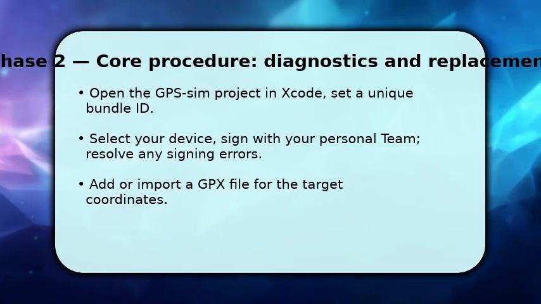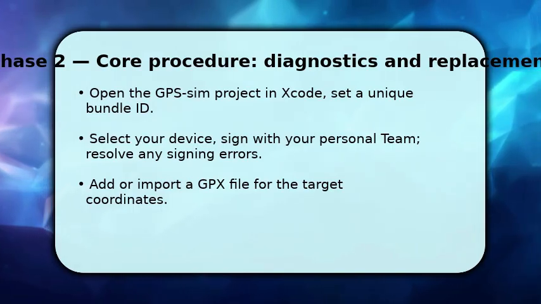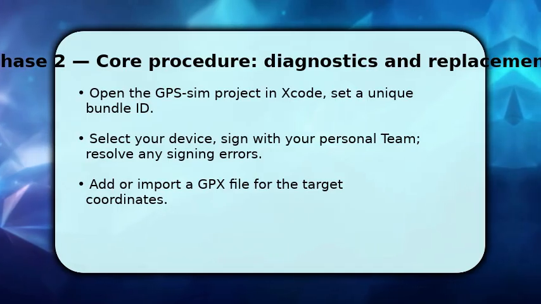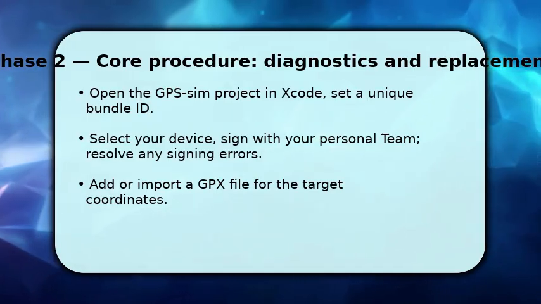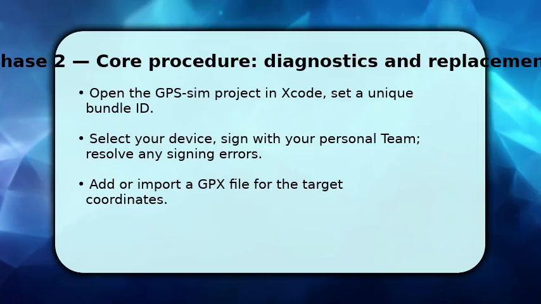In Xcode, open the GPSim project and change the bundle ID to something unique so it can install on your device. Next, pick your iPhone as the run target and choose your Apple ID team for signing. Fix any capability prompts or signing errors.